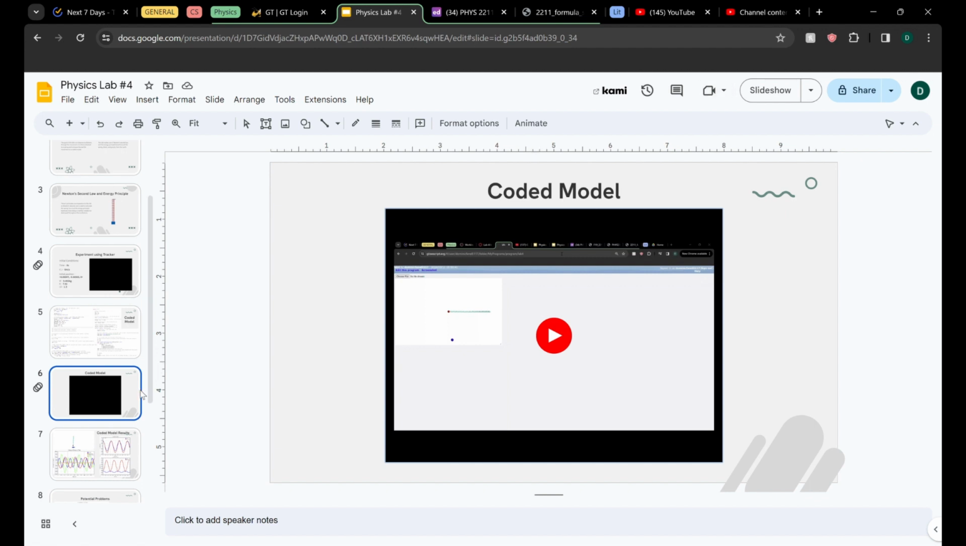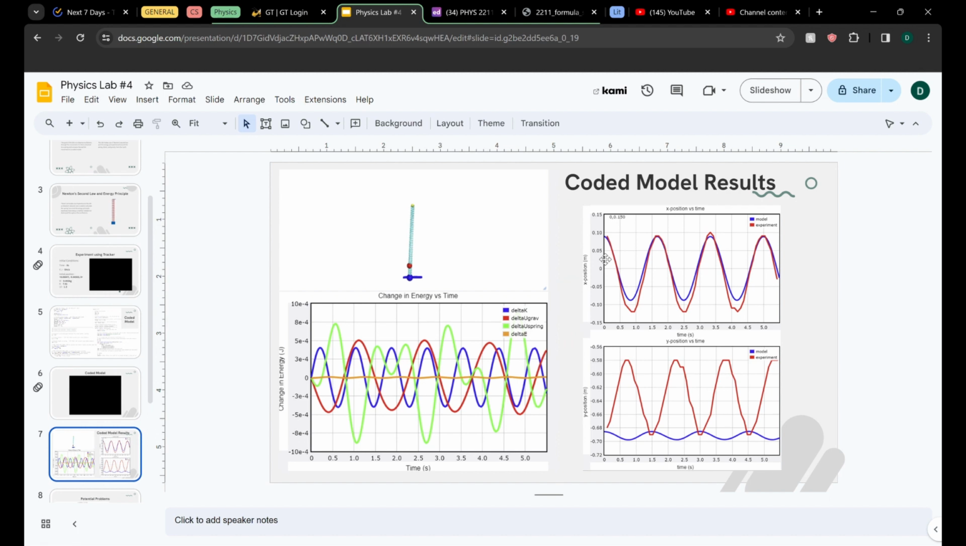So here are the results from the coded model. As you can see, most of it was accurate. However, there were some issues with the Y position. So we can see here the change in energy makes sense. Delta E stayed roughly 0 throughout the entire experiment. However, as you can see here in the movement, there's not much change in the Y direction, which is not the same as the experiment that I did in Tracker. So the X position is pretty accurate, but Y position is pretty off.